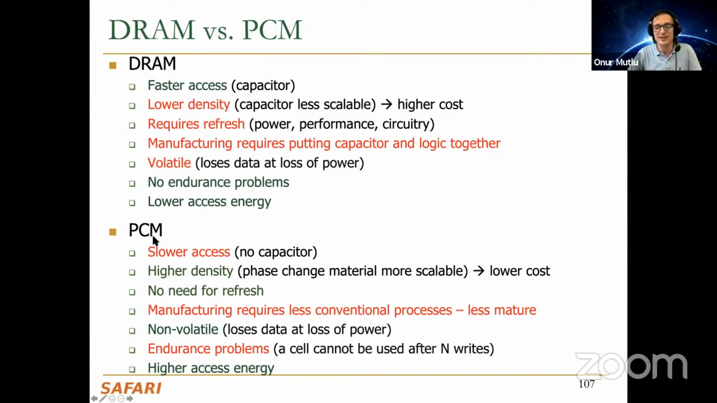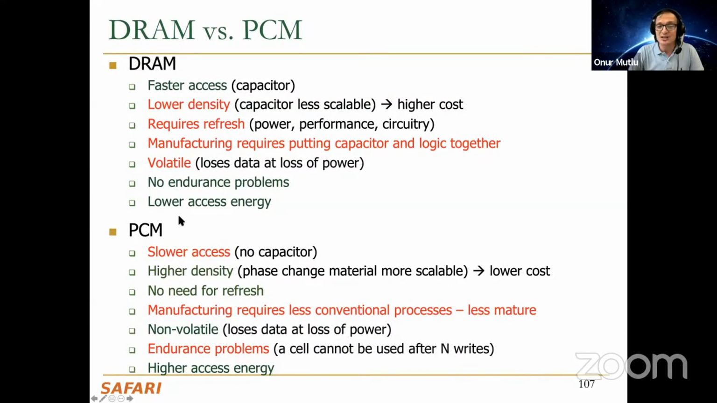So compared to phase change memory, DRAM is faster access, actually. DRAM is a capacitor, and PCM is slower access because of the materials, etc. Especially write access is much slower because you need to melt some material to change its resistance state, essentially. But we're not going to go into the details of it. PCM is higher density. Phase change material is actually more scalable, so it's lower cost. So you can get higher density and lower cost as a result.